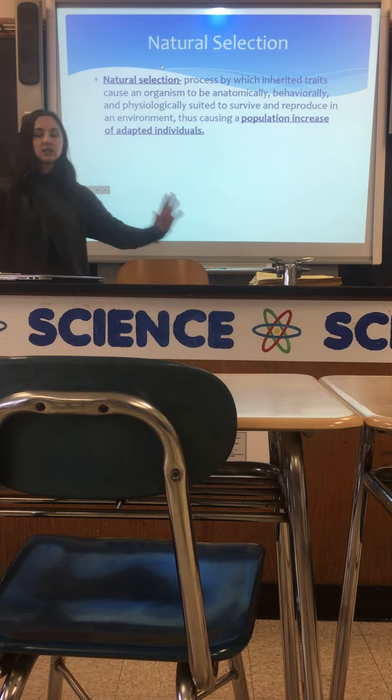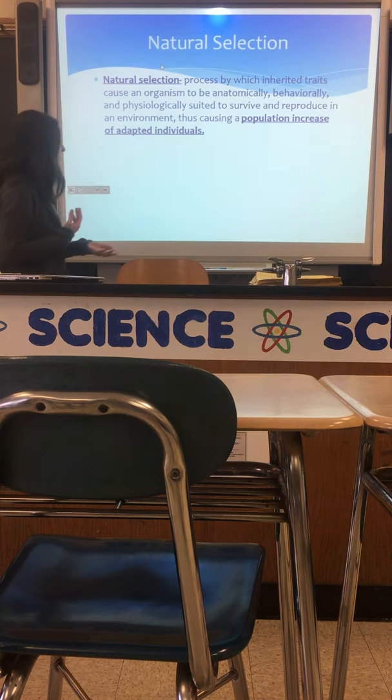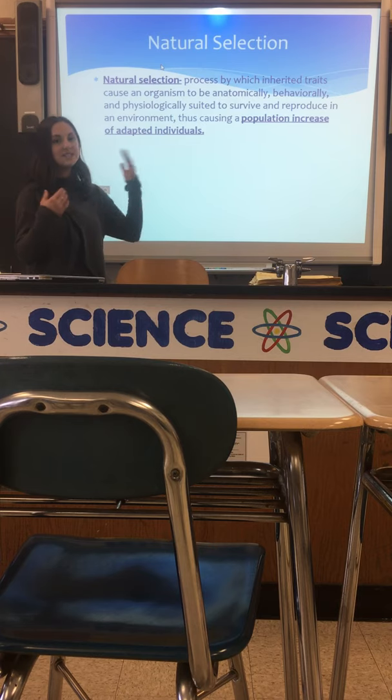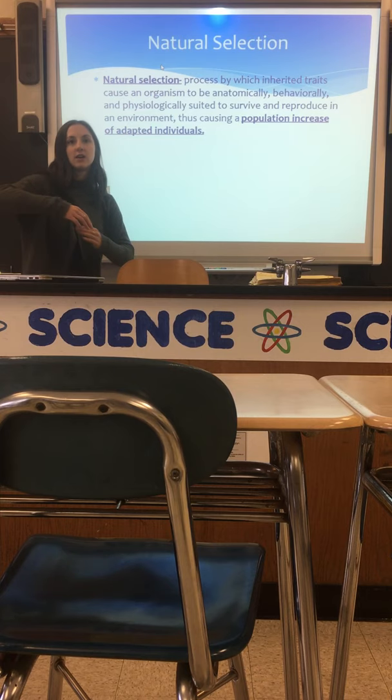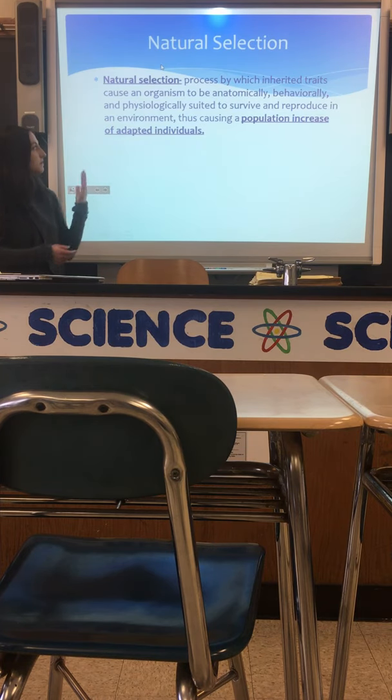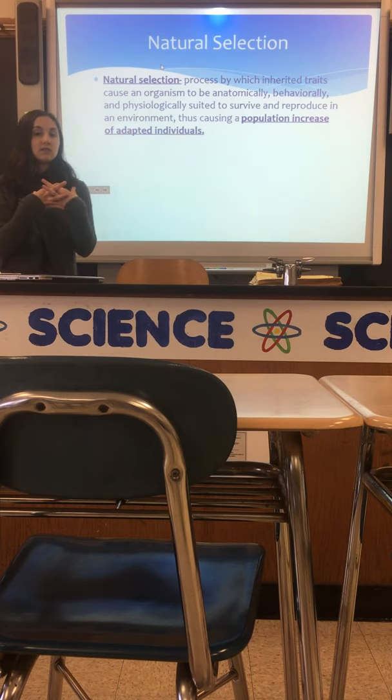So how does this fit in with natural selection? They kind of go hand in hand, or they can go hand in hand. Natural selection is the process by which inherited traits cause an organism to be anatomically, behaviorally, or physiologically, and I know anatomically and physiologically might seem like the same word, but maybe for anatomically, think of the evolution of a human to being bipedal. That's more of their anatomy. Physiologically, more like those webbed feet of an otter, okay? To be better suited to survive and reproduce in an environment, causing a population increase of those adapted individuals. Okay?